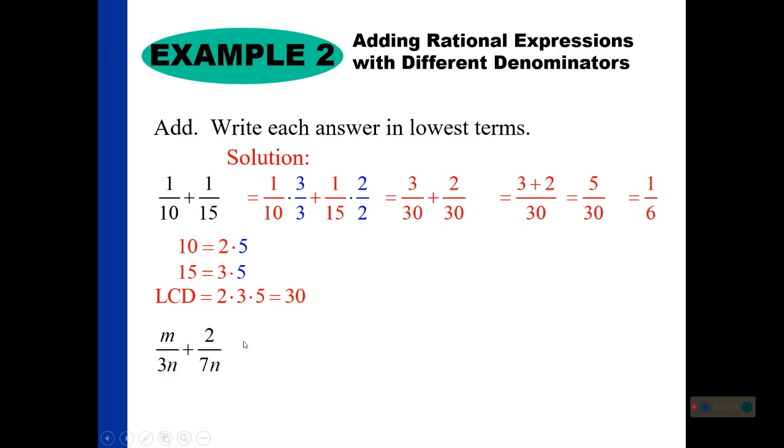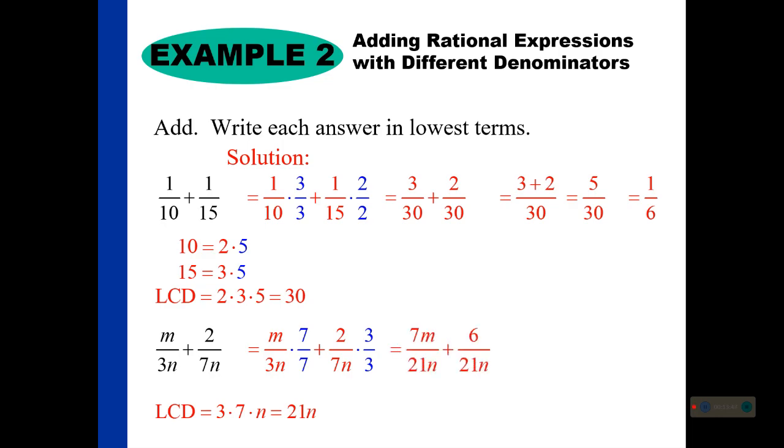Okay. For the second one, we have m over 3n plus 2 over 7n. So just like what we have done before. Your LCD here is 3 times 7 times n, which is equal to 21n. And then you will have m over 3n times 7 over 7 plus 2 over 7n times 3 over 3, which will result in 7m over 21n plus 6 over 21n. Then continue adding. So we have here 7m plus 6 over 21n.